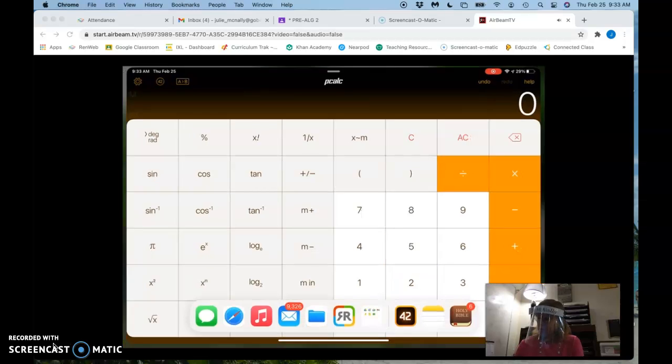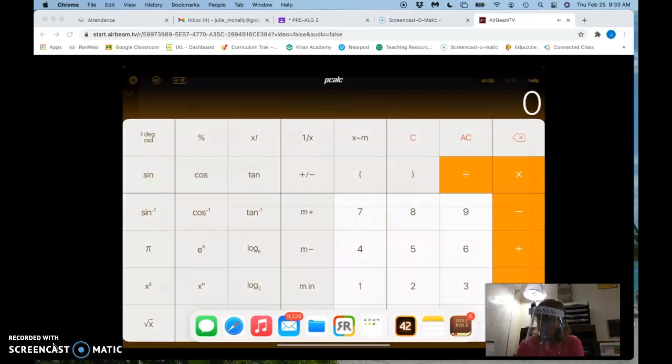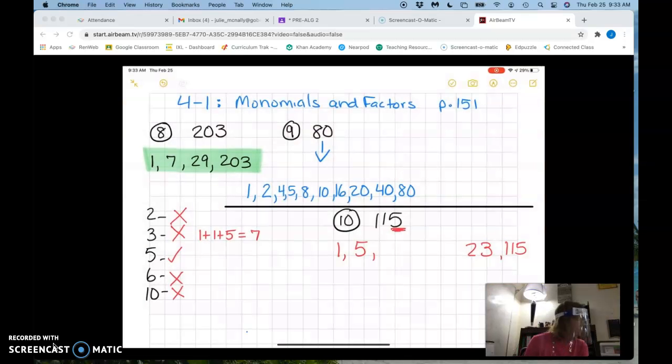What about 24? Well, we can't use 24 because look right here. We already got to 23. So there is not going to be anything between 23 and 115. And there's not going to be anything between 1 and 5. So it would just be between 5 and 23 now that we would have to look for. But I have a feeling we're done. There's only going to be these 4.